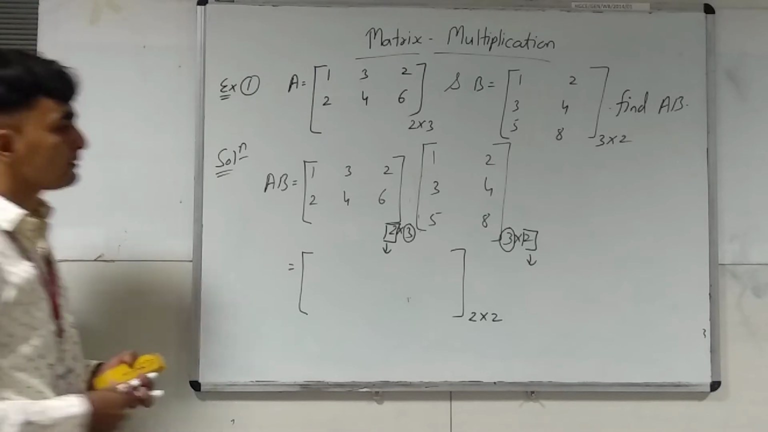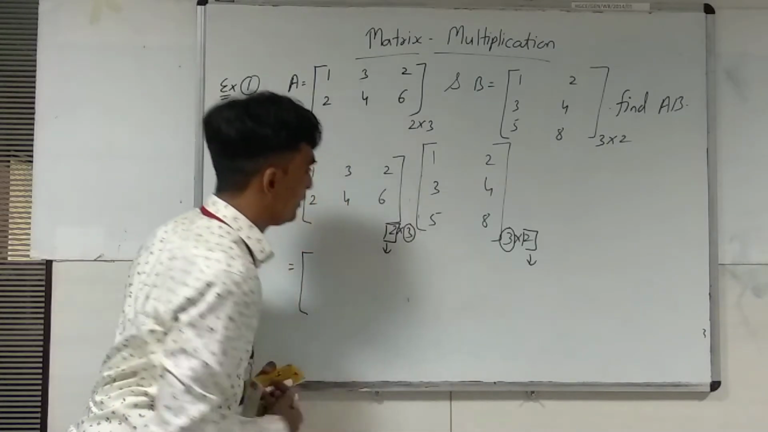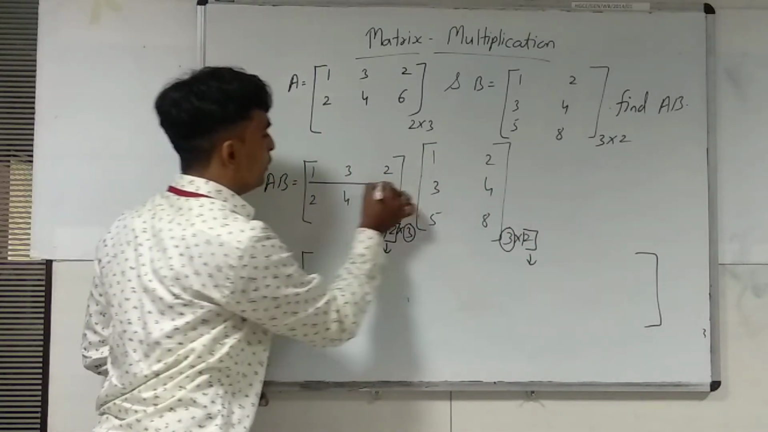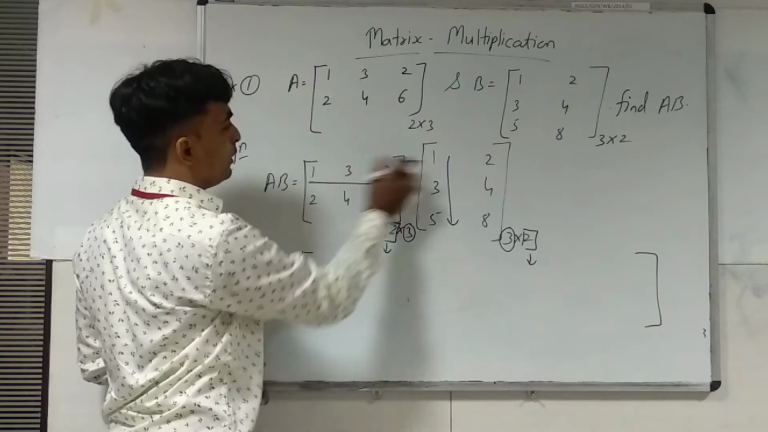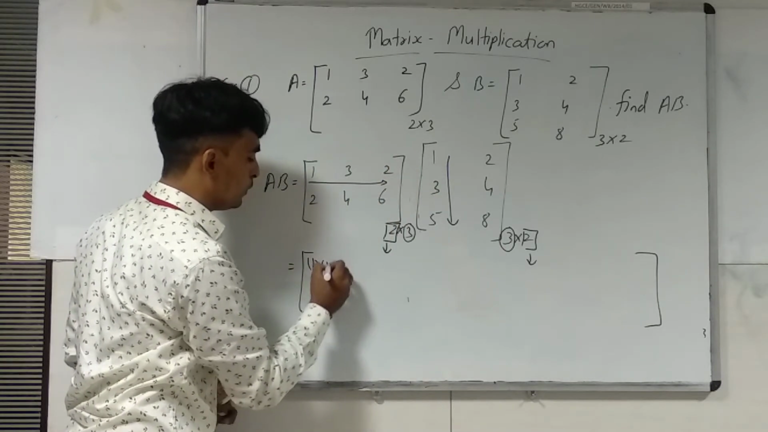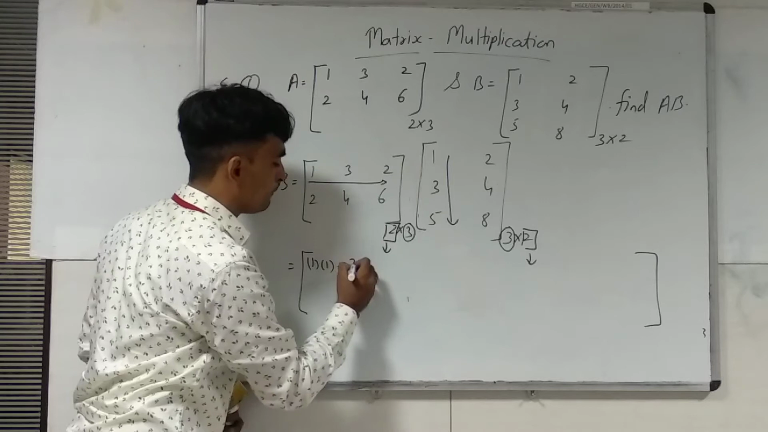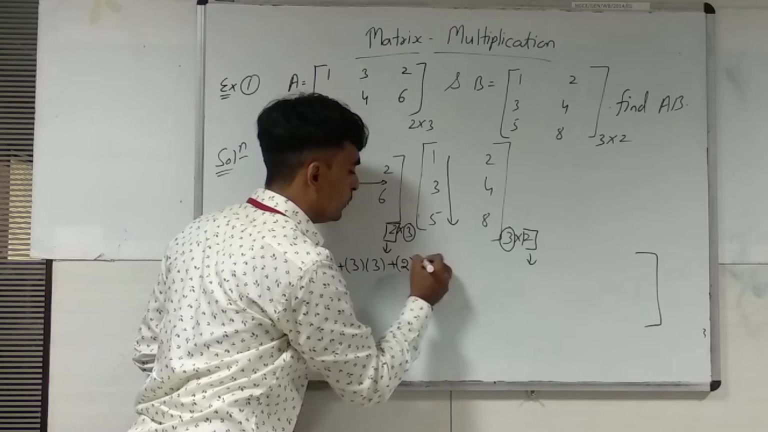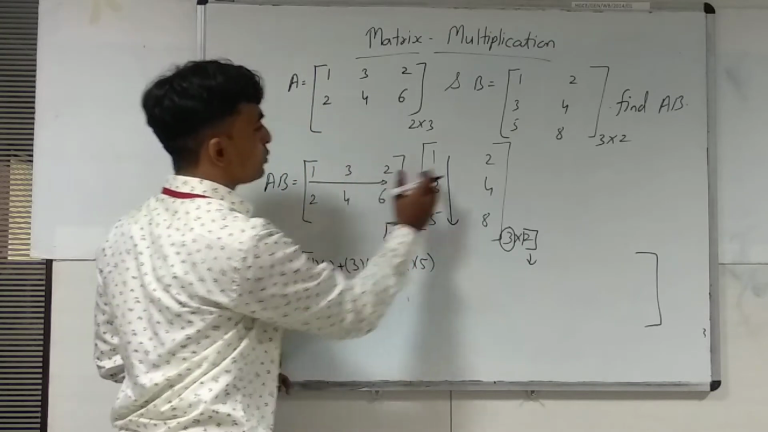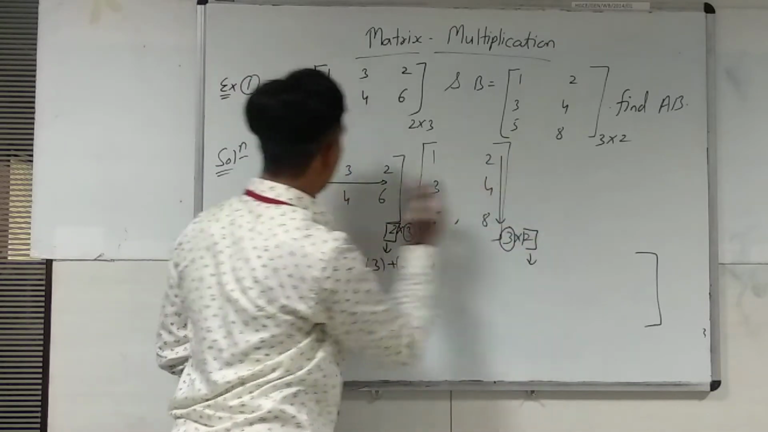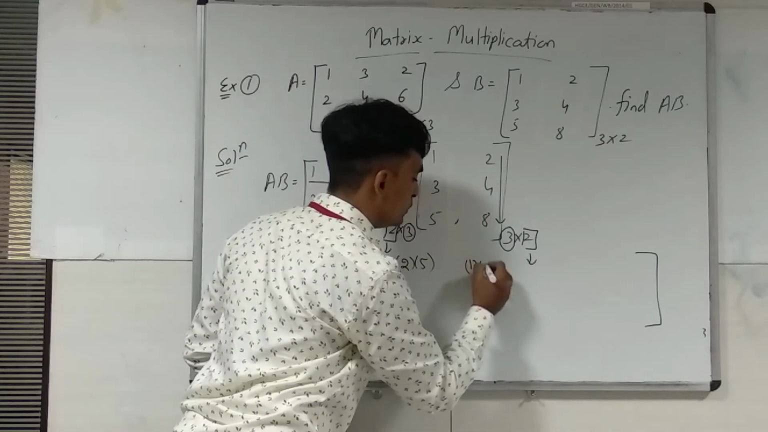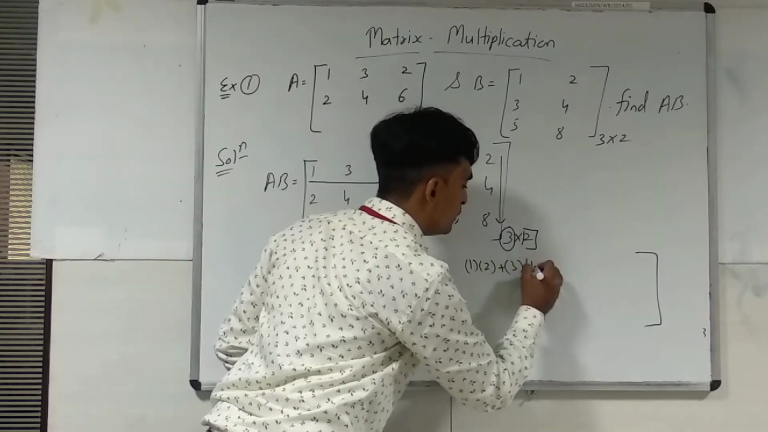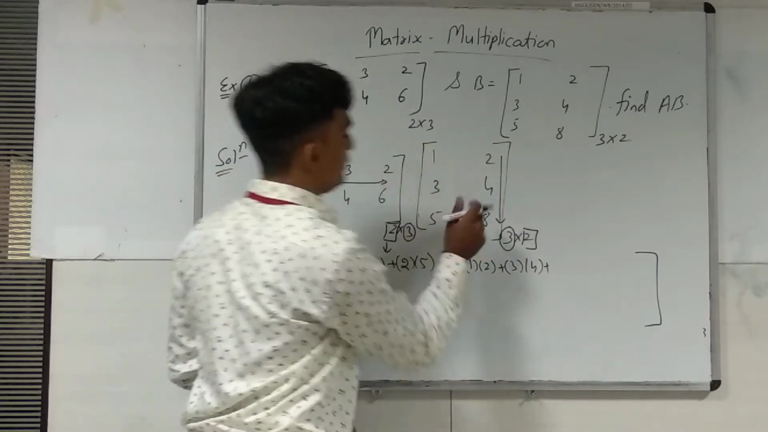Now, the process is, I can make something big, so we need it here. Okay. Now, first row, first column: 1 into 1, plus 3 into 3, element-wise multiplication, plus 2 into 5. In the same way, first row, second column: 1 into 2, plus 3 into 4, plus 2 into 8.